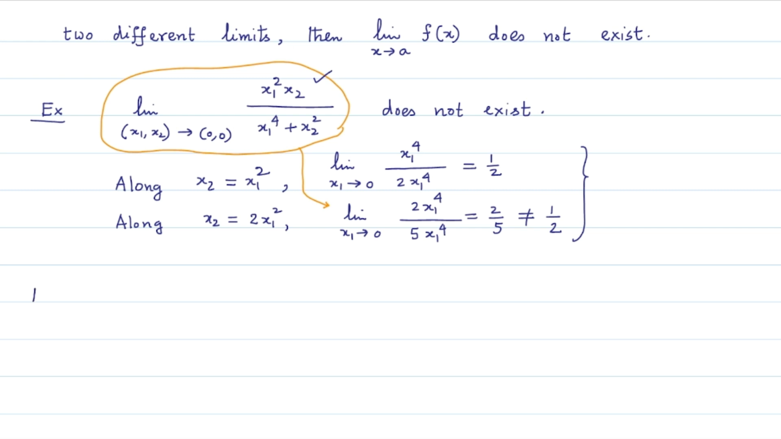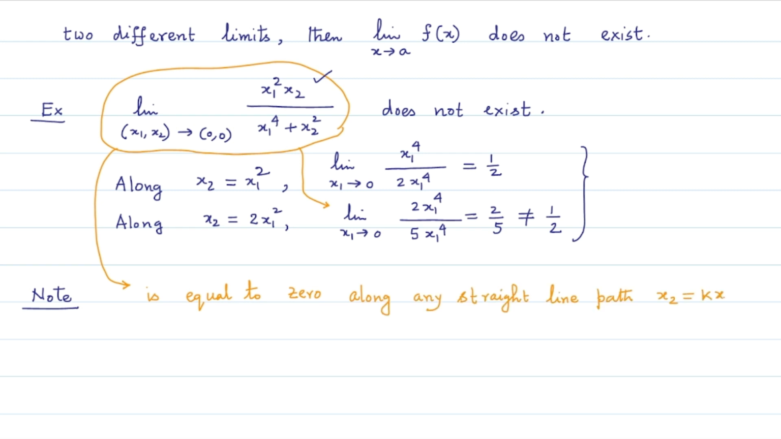Interestingly, please note that this limit value is equal to 0 along any straight line path, say x2 is equal to kx1 passing through the concerned point, the origin, but still the limit does not exist. So having the same limit along all straight line paths approaching a given point does not necessarily assure that a limit exists at that particular point.